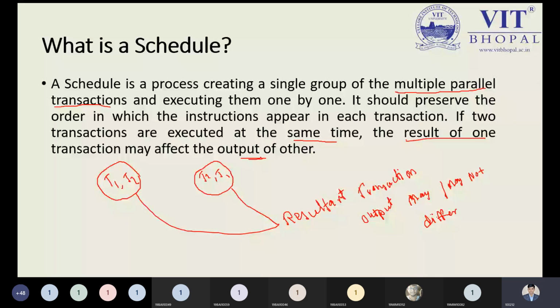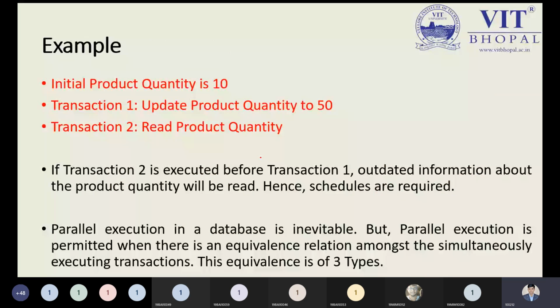Then you will see, or you will feel, that it is really happening. Now, an example like this one. See, the initial product quantity I am taking as 10 rupees, no issue. In the first transaction I am updating the product quantity to 50. Suppose I have the QTY, I'm reading the QTY. So I'm just reading.